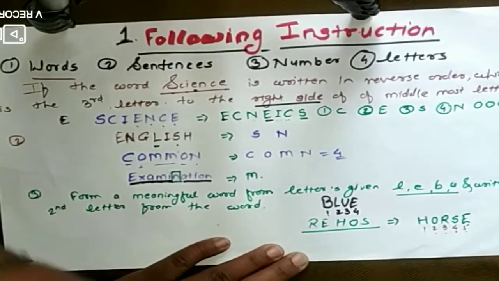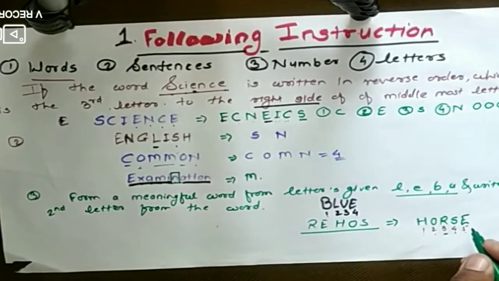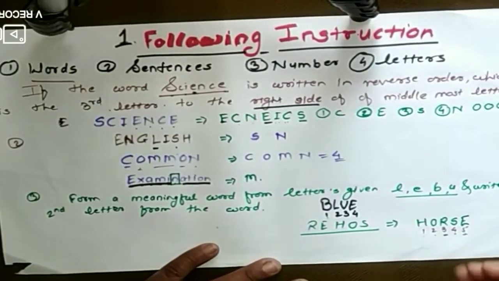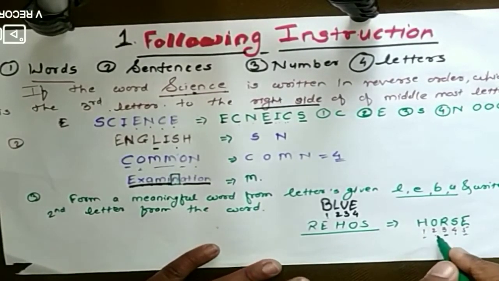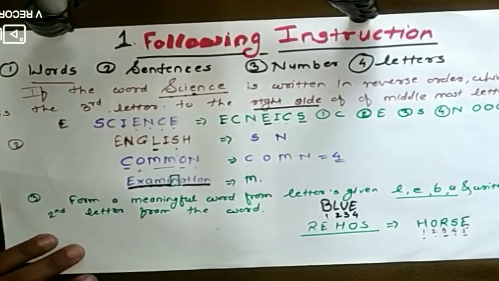Sometimes they are asking such types of questions also. Which is the second letter from the middlemost letter towards its right side? That is E. Towards the left side it is H. So in this way we are studying the questions based on words.